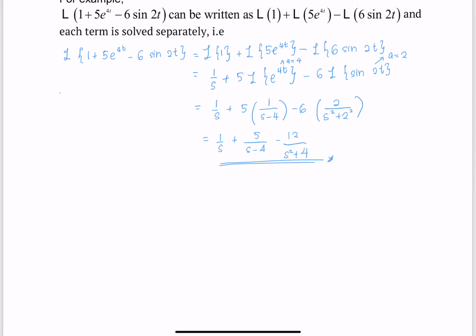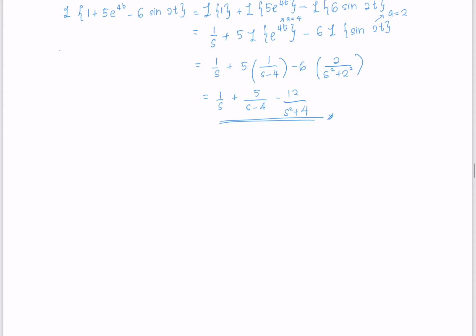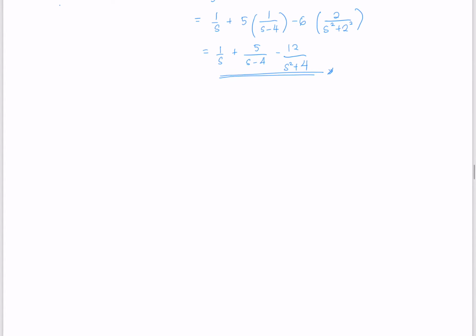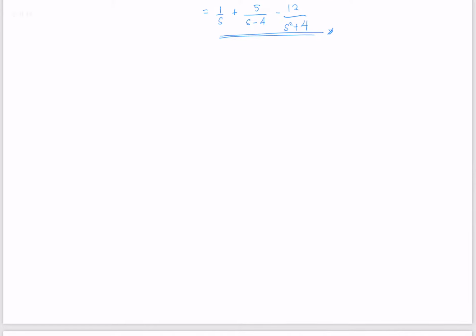So in this question, they don't ask you to use the definition, so you can straight away use the Laplace table. Alright, let me give some more examples. If I have the Laplace transform of (t plus 1) cubed, basically you can expand this (t plus 1) cubed, so you will get t cubed plus 3t squared plus 3t plus 1.